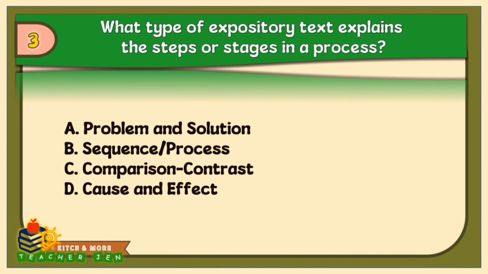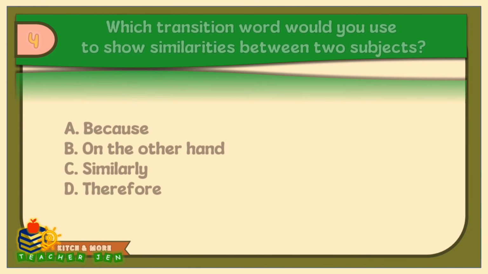Number 3. What type of expository text explains the steps or stages in a process? A. Problem and solution. B. Sequence or process. C. Comparison contrast. D. Cause and effect. The correct answer is letter B. Sequence or process.